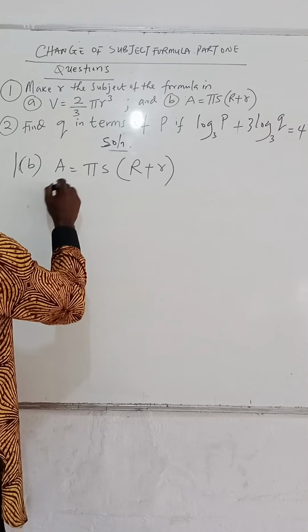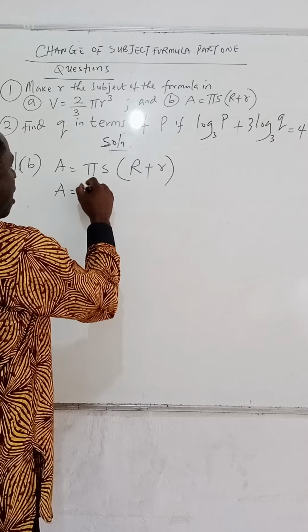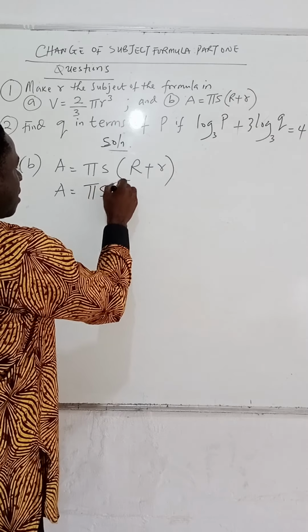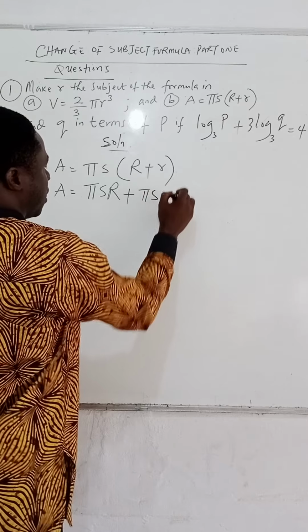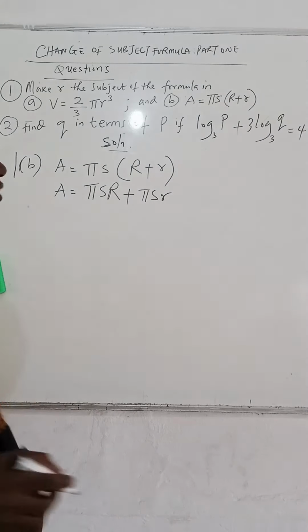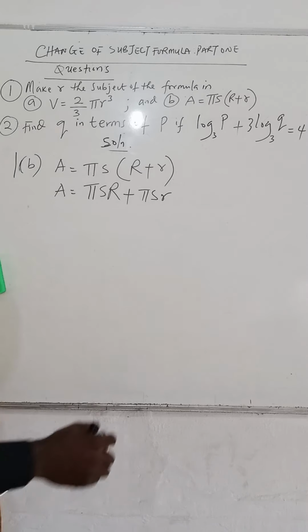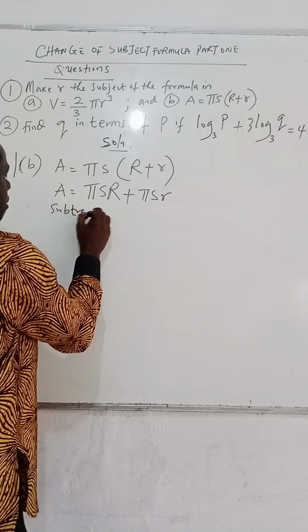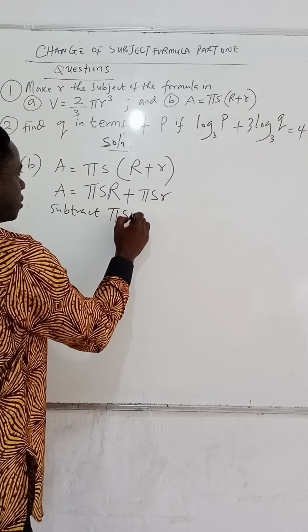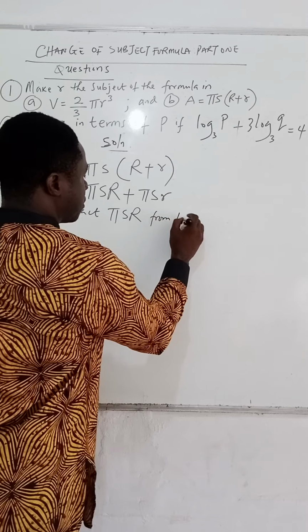So in this case, we are going to break brackets or expand the term on the right hand side, and we have pi s uppercase letter R plus pi s lowercase letter r. The next thing we do is to subtract pi s uppercase letter R from both sides.